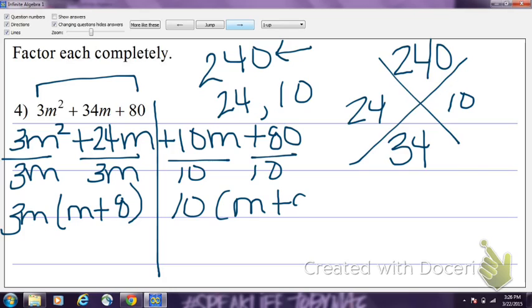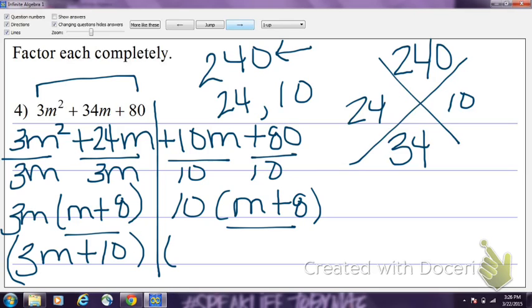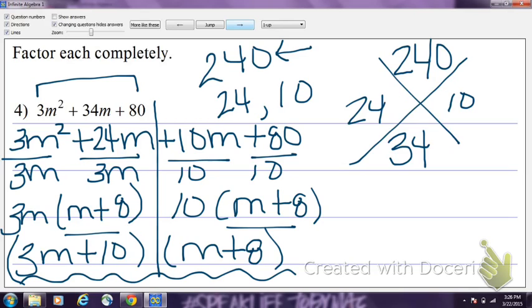As you go through, your parentheses will always match. So you take the 2 things that you factored out, and you put them together in their own parentheses. And you write the m plus 8 afterwards. Since we never took a GCF out in the beginning, this would be our final answer, and we'd stop here. The next problem we do is also going to be an advanced factoring.